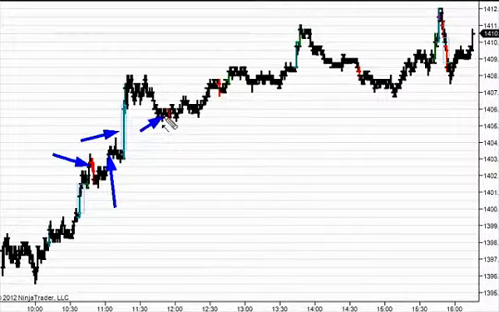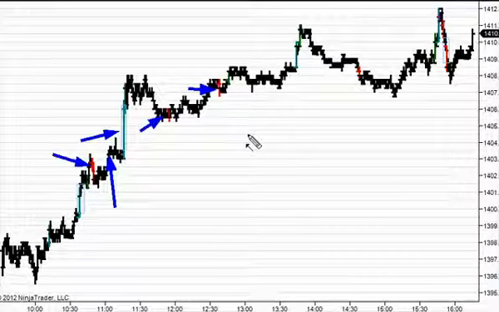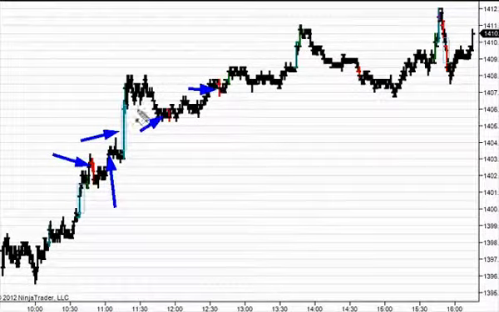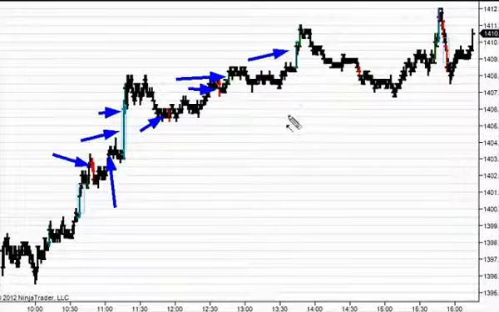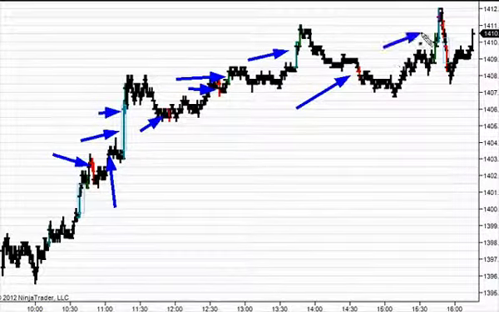You can see that every time the sellers tried to make a move, at least toward the end of the day, it was rejected, and every time there was buying structure, there was some follow through. Now that kind of ended in here, and then it got a little wild.